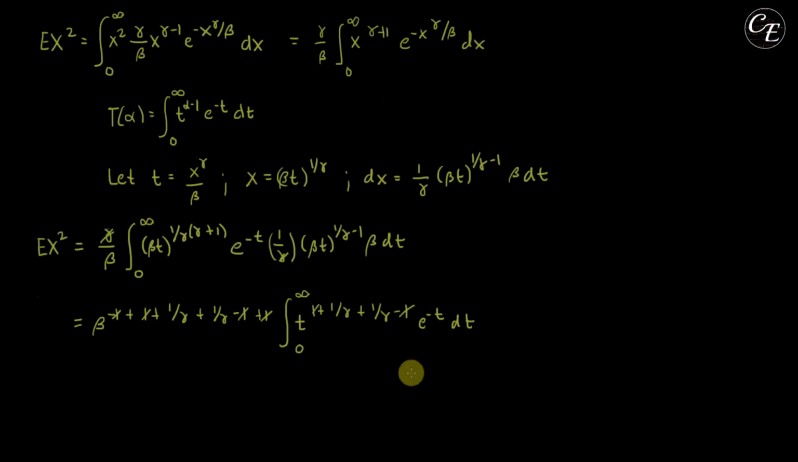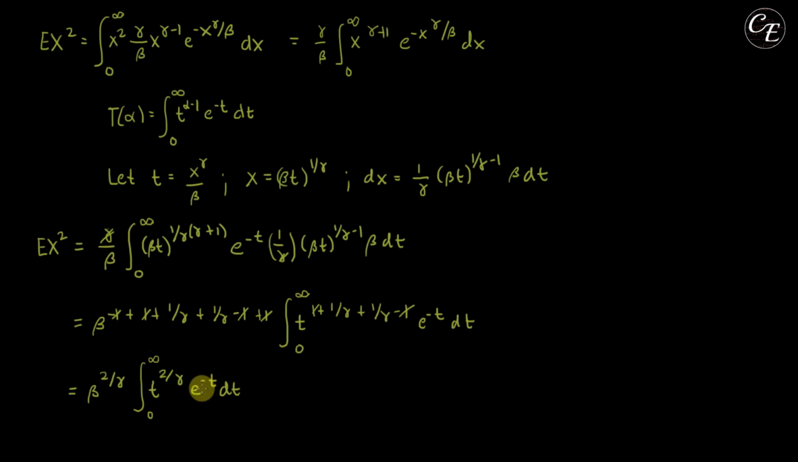Then it is equal to 1 over gamma plus 1 over gamma is 2 over gamma. So we have here beta raised to 2 over gamma. Then integral of t raised to 1 over gamma plus 1 over gamma is 2 over gamma. Then e raised to negative t dt, which is from here. Then this is from 0 to infinity.